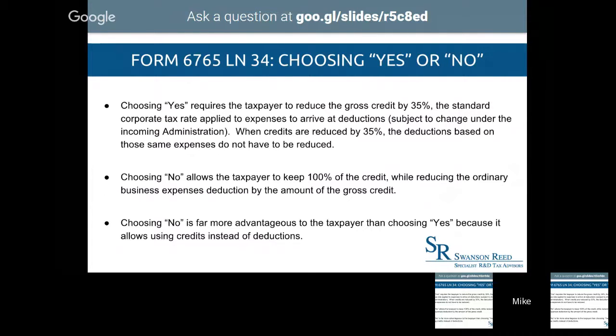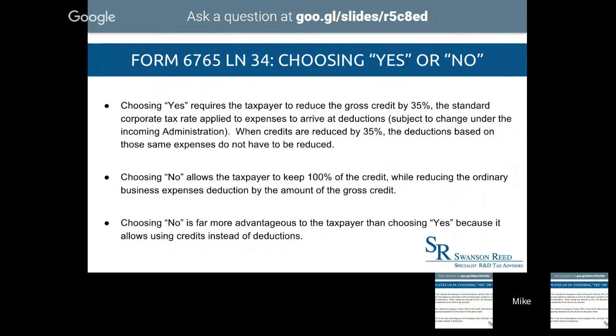So Swanson Reed recommends when you get to the 280C election, whether you're using your regular method or the alternative simplified credit method, line 17 or line 34 as it applies, that you select no, keep all those expenses in credits, maximize, get the most bang for the buck, maximize your credits, and suffer a slight loss over there on the deduction side.